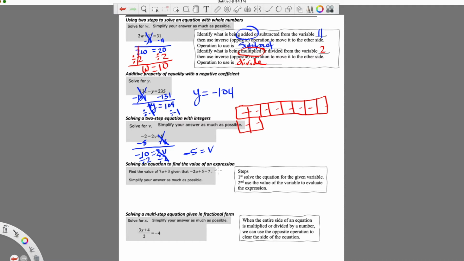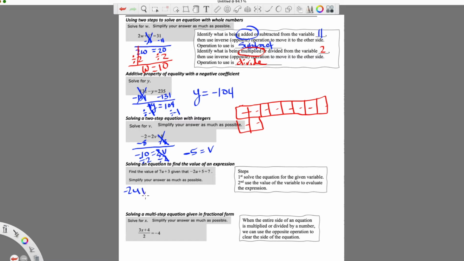All right, the next one's a little different because we're going to solve an equation to find the value of an expression. So we're going to do a couple of steps here. So first we're going to solve the equation for the variable. So here's our equation. And then we're going to use that solution to come over here and plug this in. So first let's solve our equation.